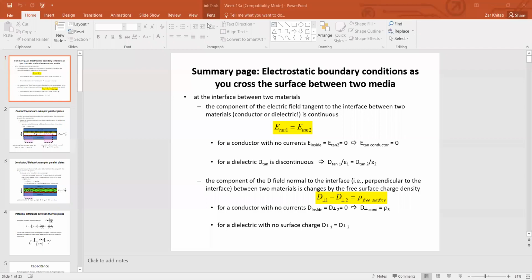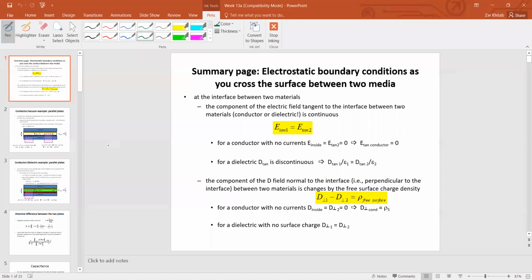Okay. So last time we saw, if we have two dielectrics, say one is epsilon R1, the other one is epsilon R2, then suppose this is E tangential 1 at this point, and say at some other point we have E tangential 2. We concluded last time that the tangential component is not going to change.